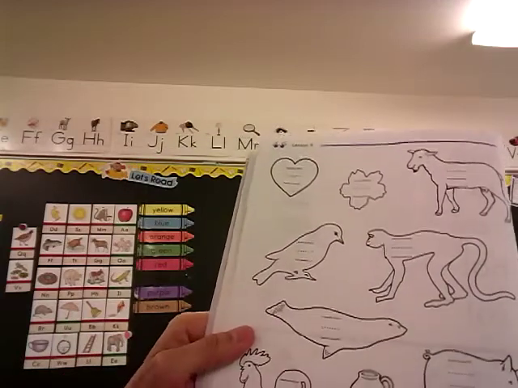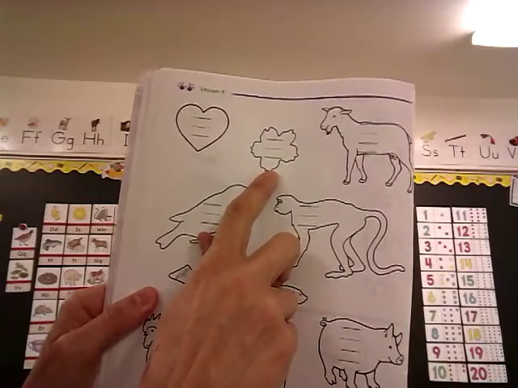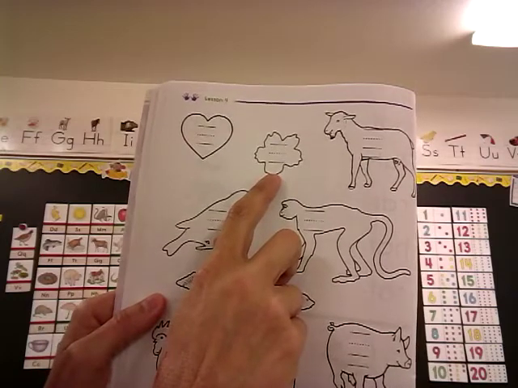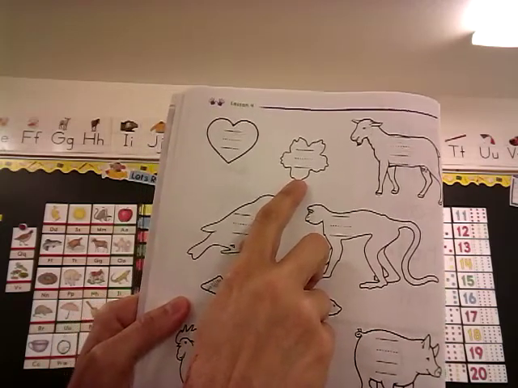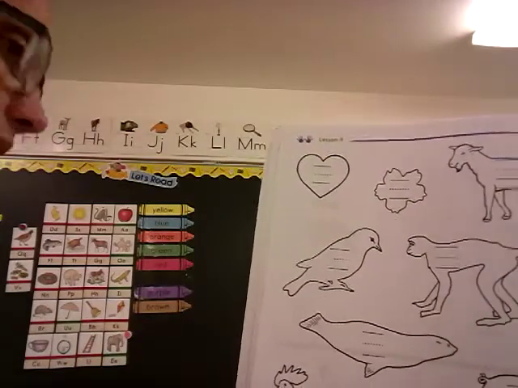The next picture is a flower. Right here is a flower. Which one of your letters makes the F sound? Flower. Which one do you think?